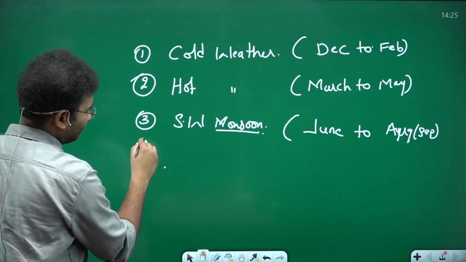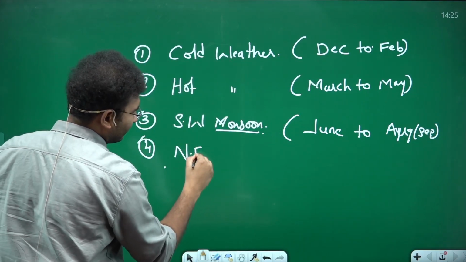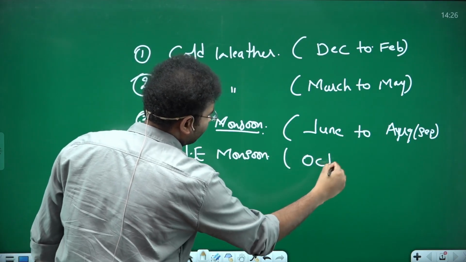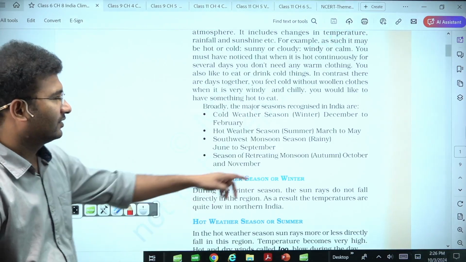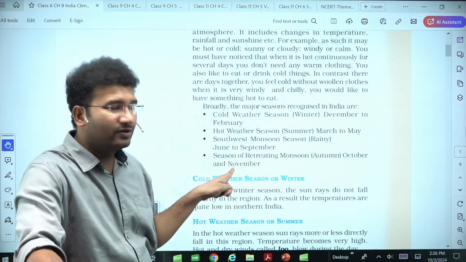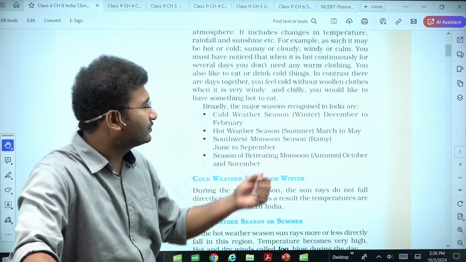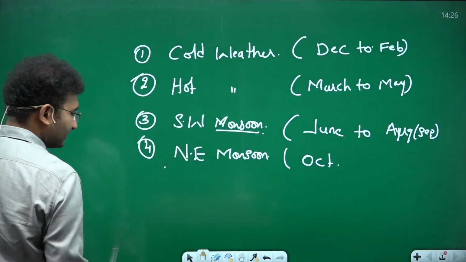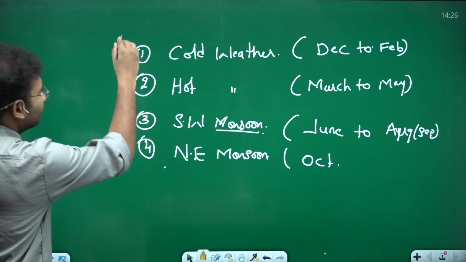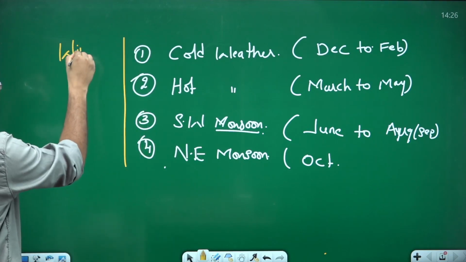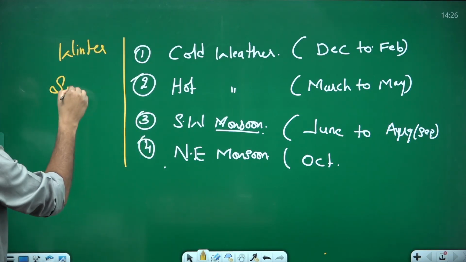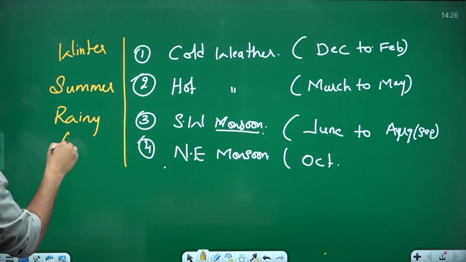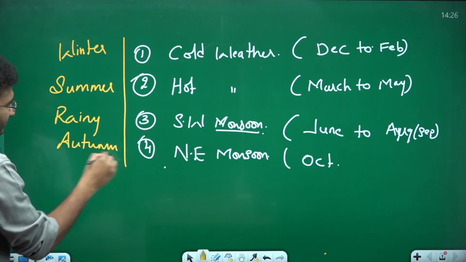Now come to the northeast monsoon season. This is from the month of October to November. These are the same seasons which are given as winter, summer, rainy, autumn. Can I say that these are the same seasons which are otherwise called: this is your winter season, this is your summer season, this is your rainy season, and this is your autumn season.